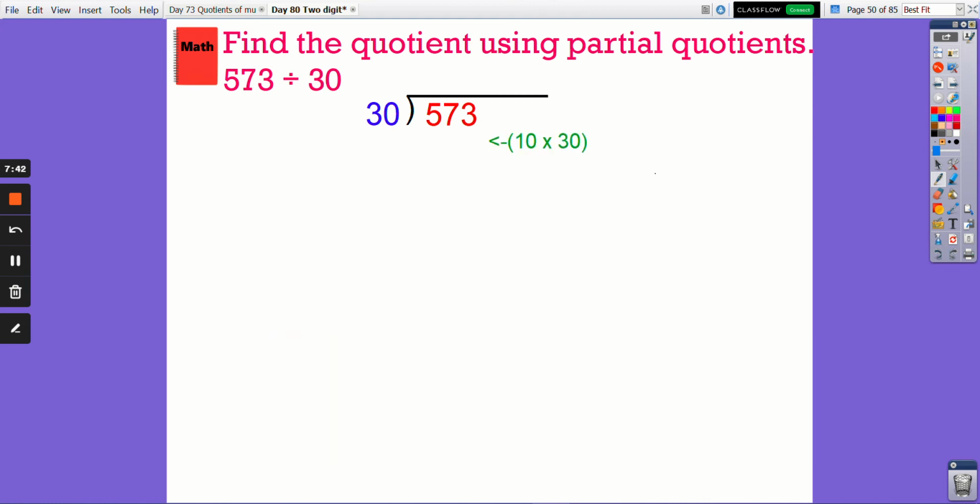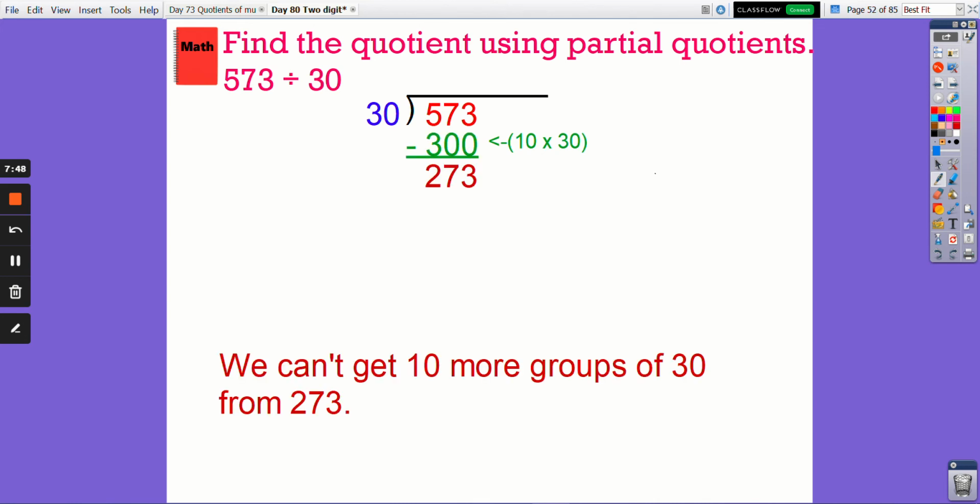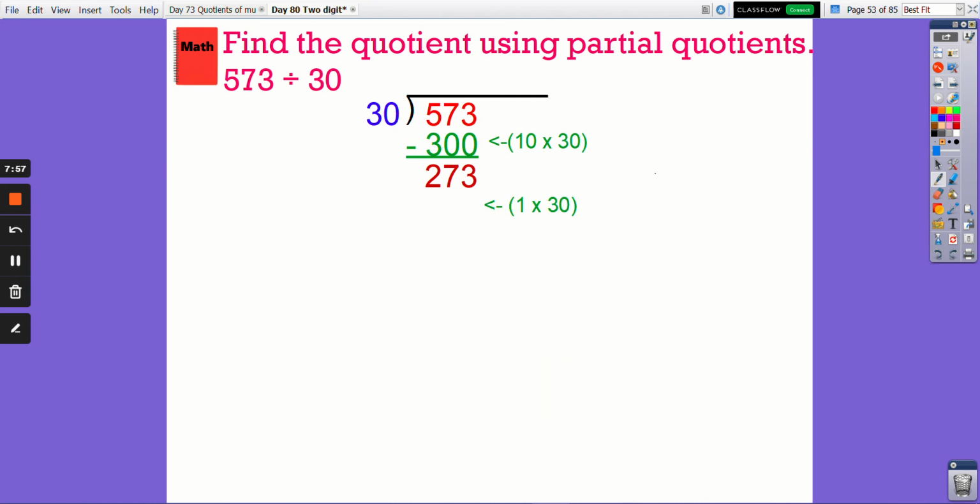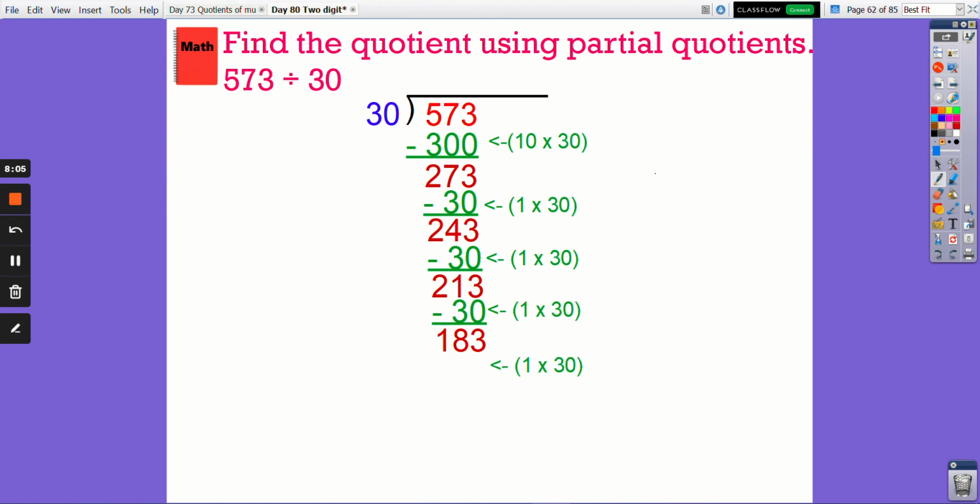Hopefully you're thinking 10. So if we pull out 10 times 30 is 300. We're going to pull out 300, we subtract. Well, we can't pull out 10 again because we don't have 300 left. We're close, but we're not quite there. We could pull out 1. Looks like we might be here for a while, though. If we just keep pulling out 30, we could be here a while.